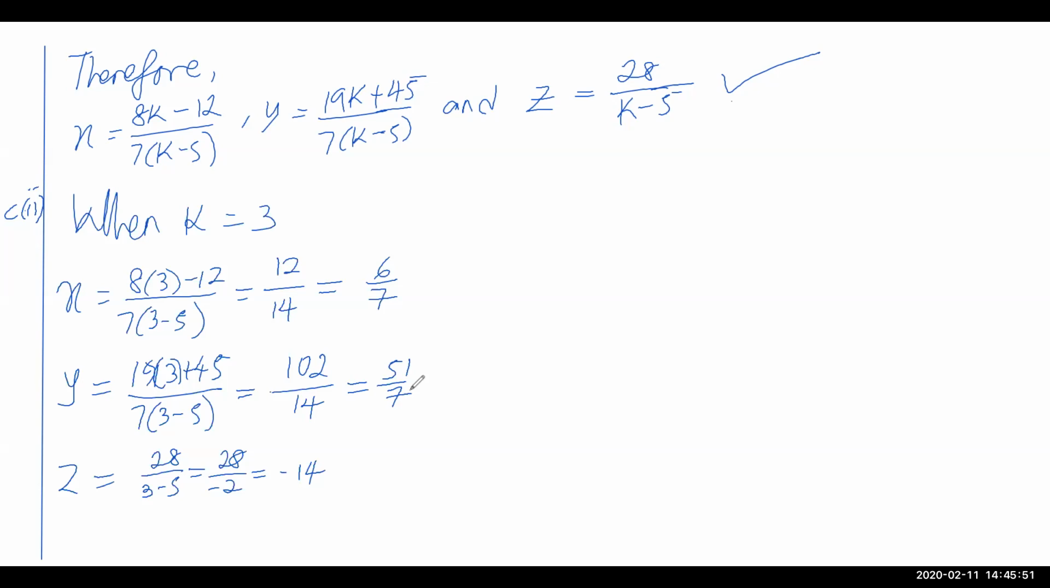Can you check calculator quickly? Or is that the last whatever? Don't use decimal, please. That's it? Okay. So that's it. This is your unique solution. When K is equal to 3, you get your X, you get your Y, you get your Z.